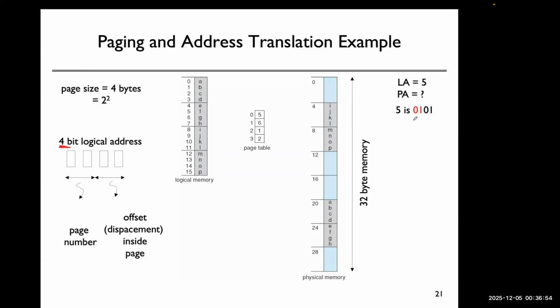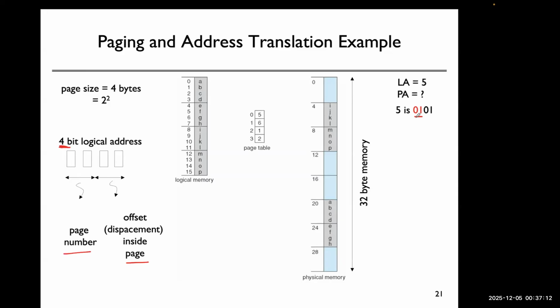So we are generating a 4-bit binary of logical address 5. And again, what we said, the higher two significant bits will be used to identify the page number, and the least significant 2 bits are used to identify the offset. So the page number is what? 01, which is 2, right?